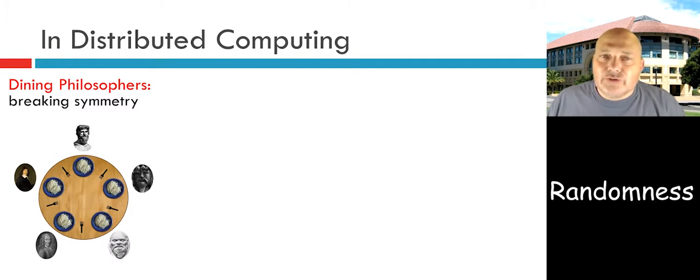And we mentioned distributed computing as being one area in which randomness is important. Let me mention one example, the famous dining philosophers question. You have these philosophers eating perhaps with chopsticks, and around this round table there is a chopstick to your right and a chopstick to your left. You need both of them to eat.